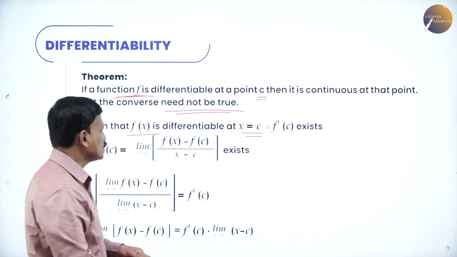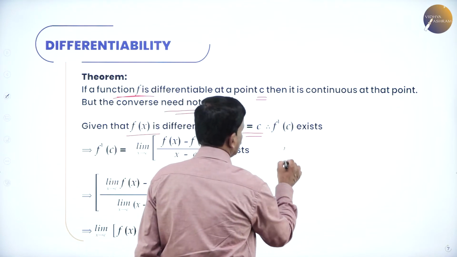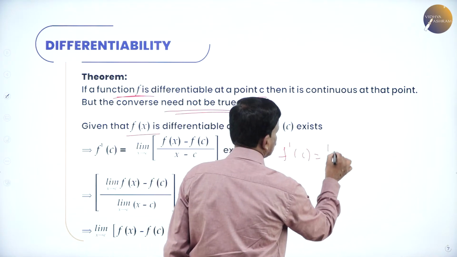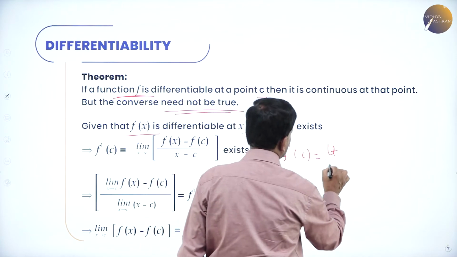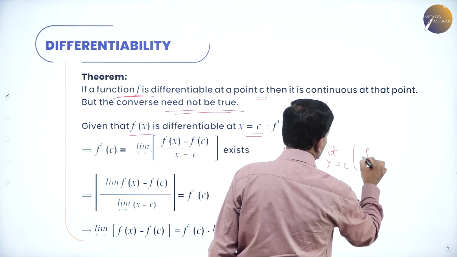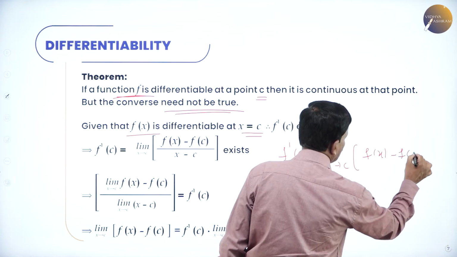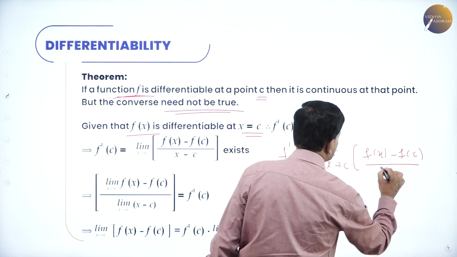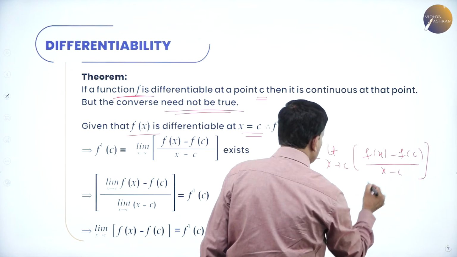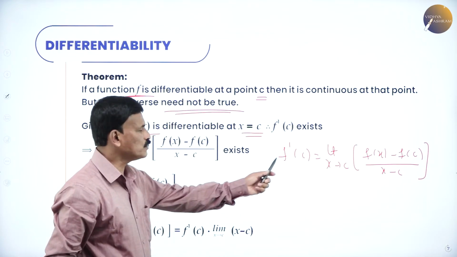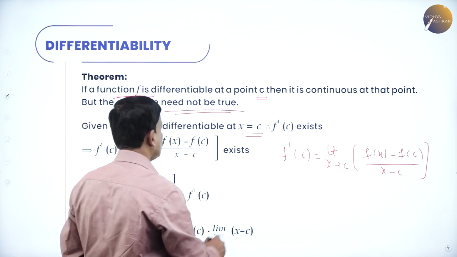So, there is a formula for f dash of x. f dash of c is also equal to limit of x tends to c of f of x minus f of c divided by x minus c. If this exists, then this is said to be f dash of x. That is nothing but f dash of c.